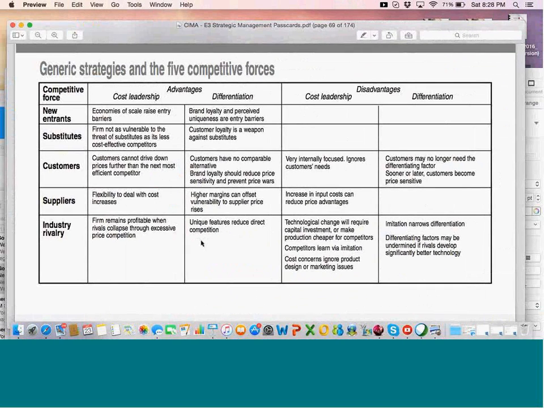So let's go into rivalry. Unique features reduce direct competition. So with this, we're trying to make it as unique as possible, so our competition reduces. Okay.